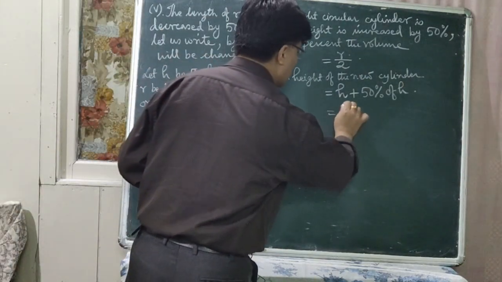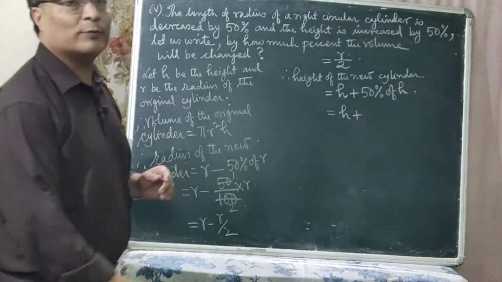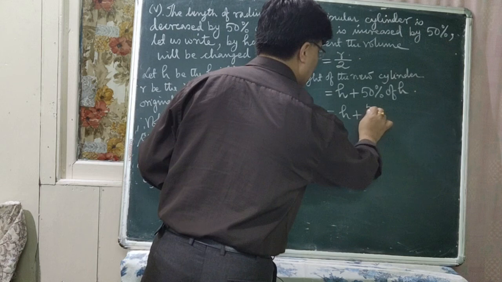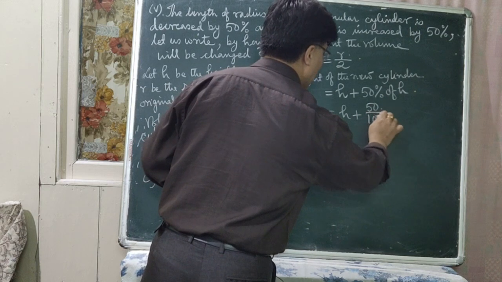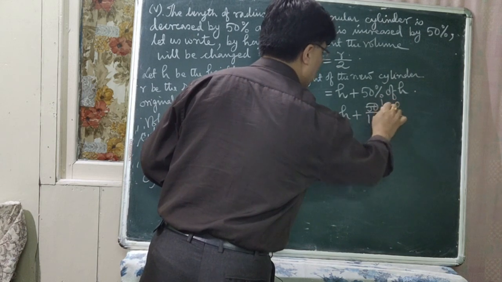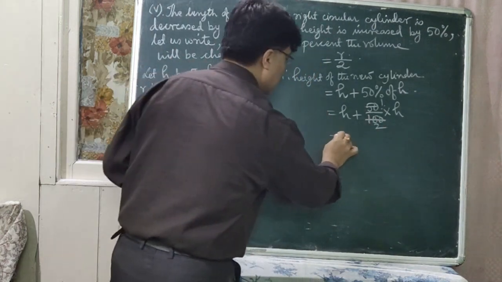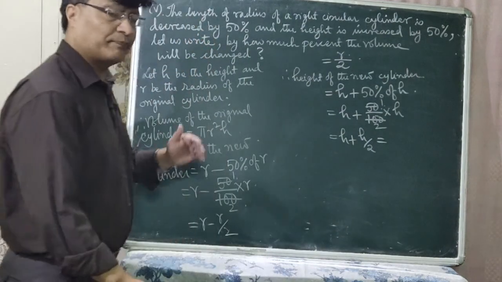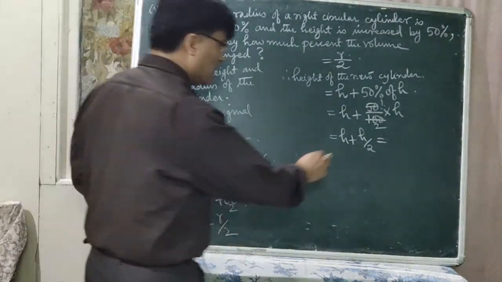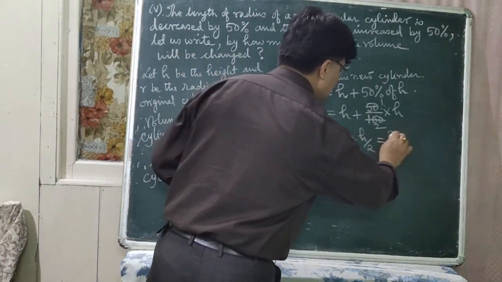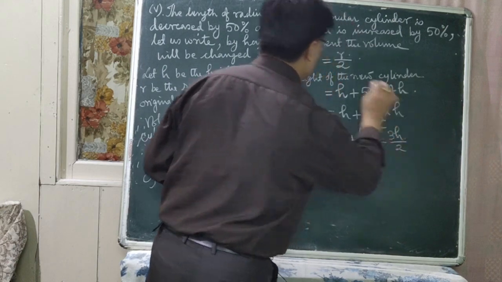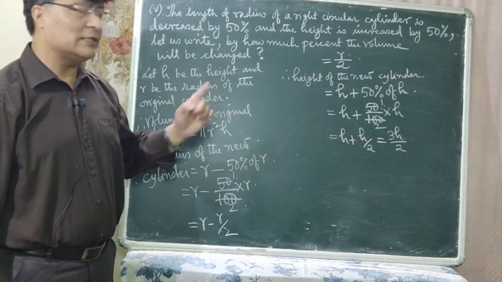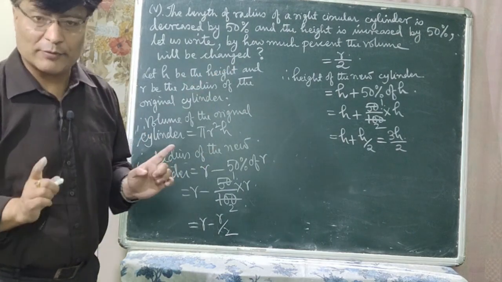So it is equal to h plus, what do you mean by 50%? 50 divided by 100. Out of 100 it is 50. Okay. So 50 by 100 of means into h. 5 ones are 5, 5 twos are 10, so it is h plus h by 2. Now let us simplify it. This is 2 into h, 2h plus h is 3h by 2. So now what is the height of the new cylinder? It is 3h upon 2. So I think you have understood it.